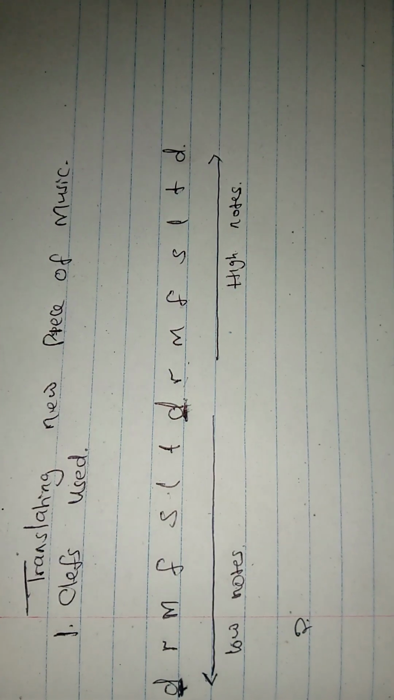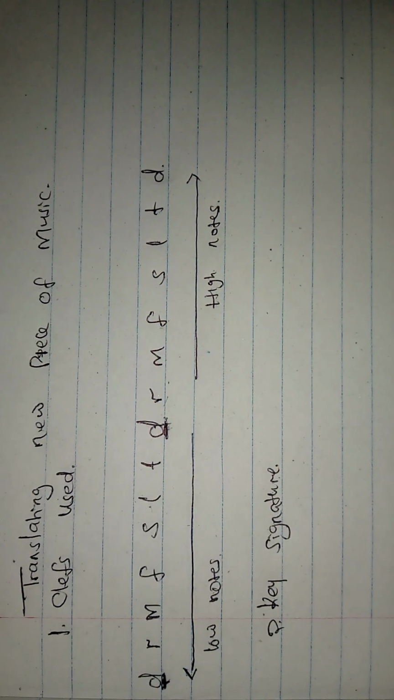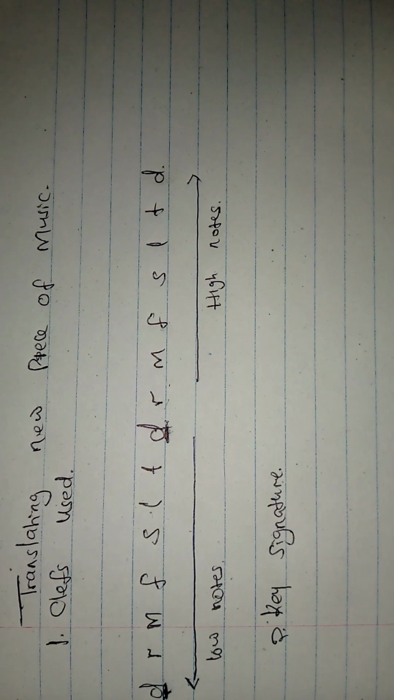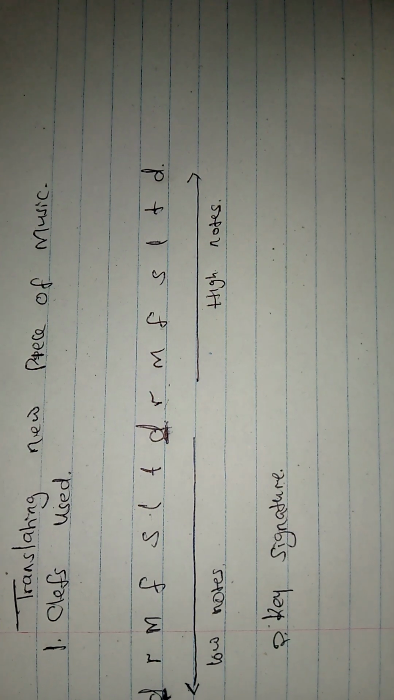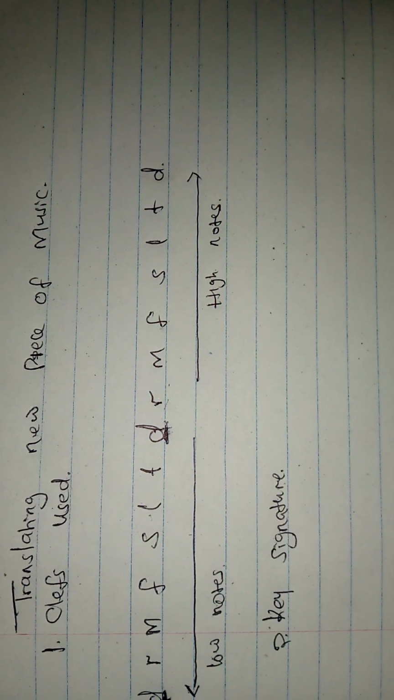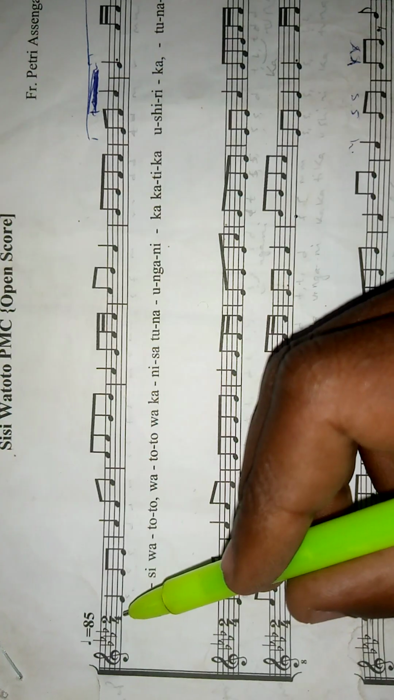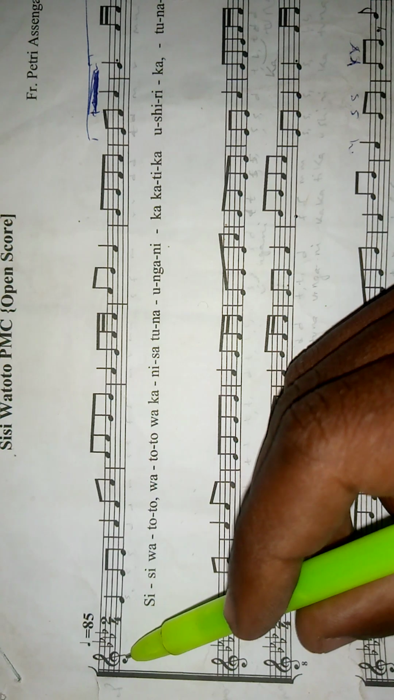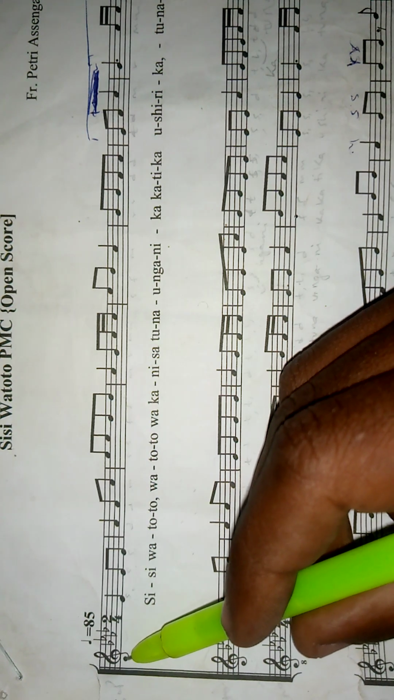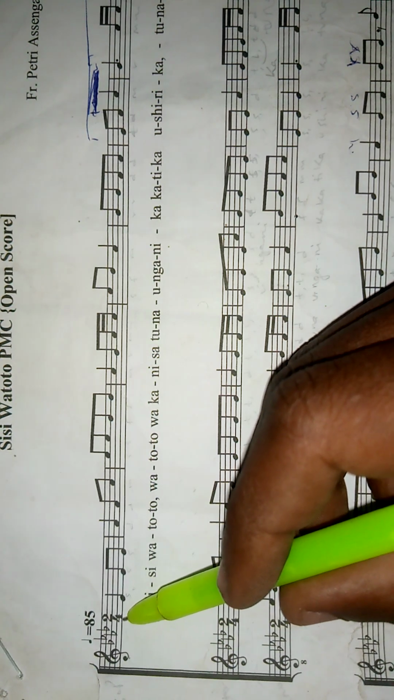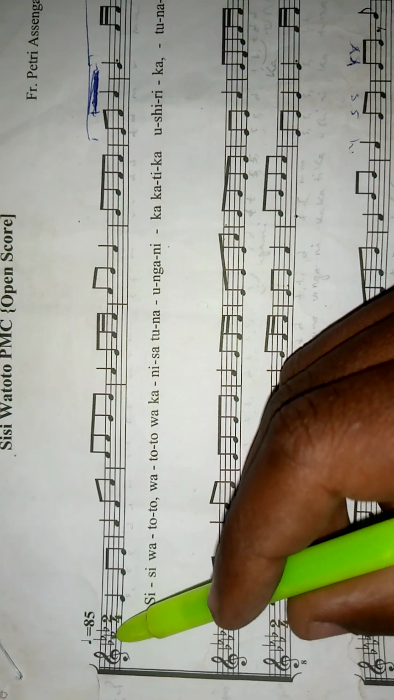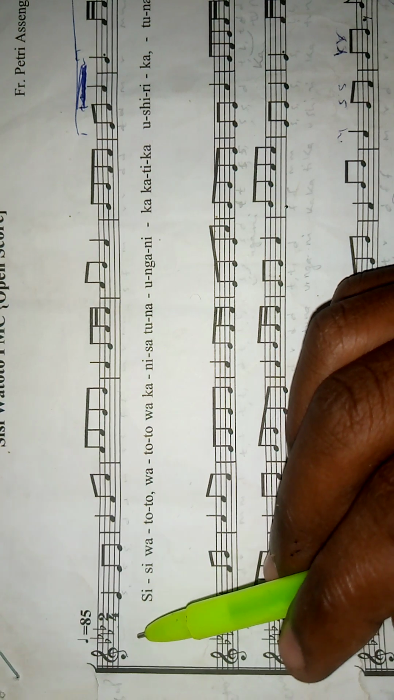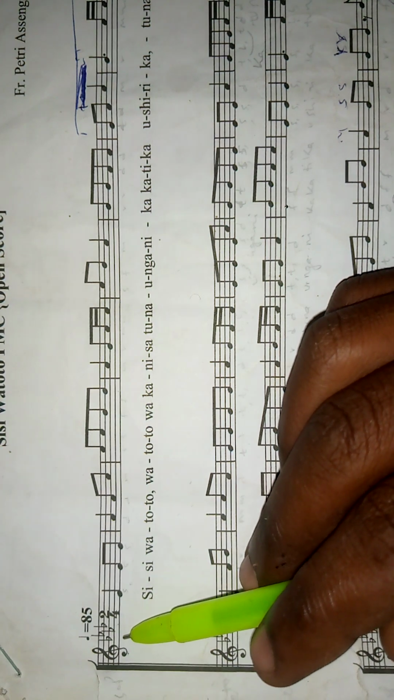Number two, we identify the key signature, and we said that the key signature is placed in between the clef and the time signature. You can see from our example, the key signature is exactly in between the clef and the time signature. So we identify the key signature, and more importantly about the key signature is the order.